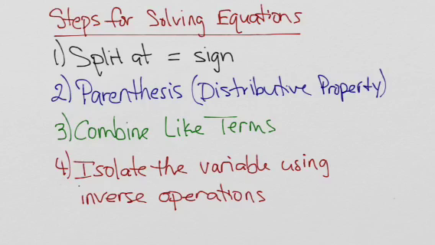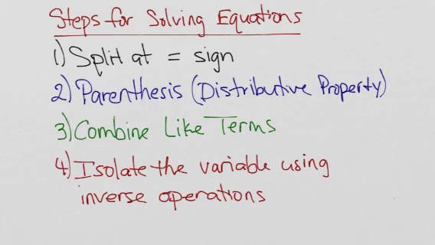Step 1, we're going to split the problem down the middle at the equal sign. Step 2, if there are parentheses, then we need to do them right away. That means usually the distributive property. Step 3, combine like terms. That's where we put together all the things that have the same letter X in them, or the same letter Y in them, or whatever.